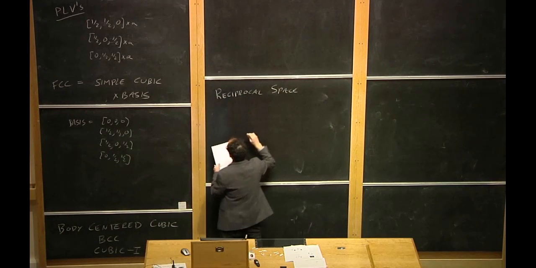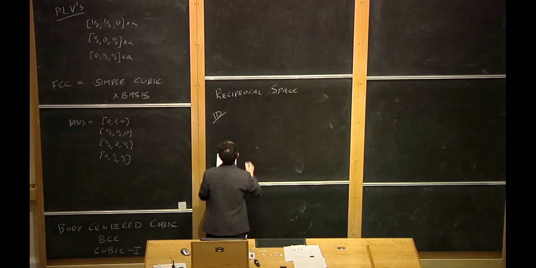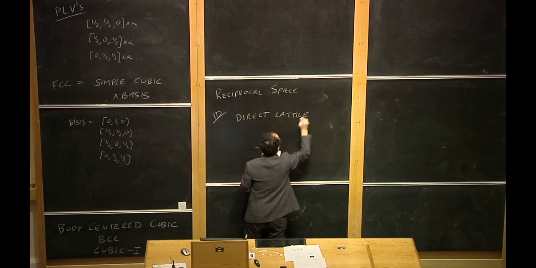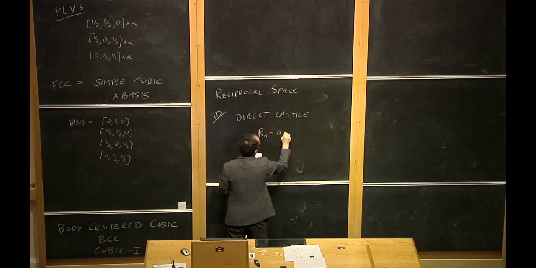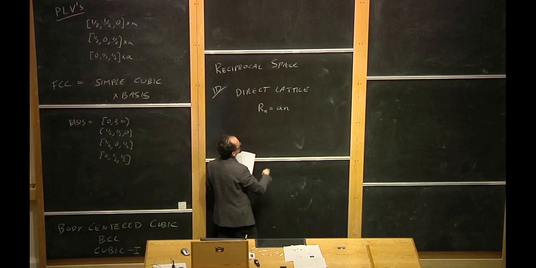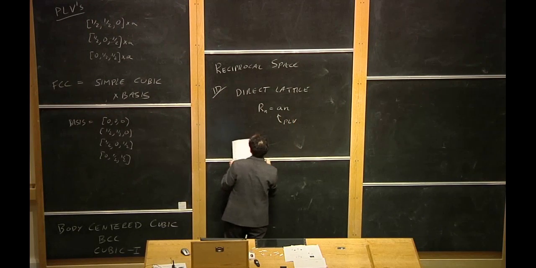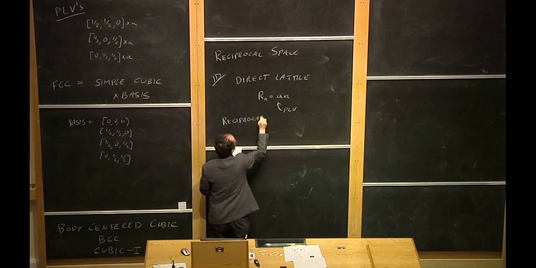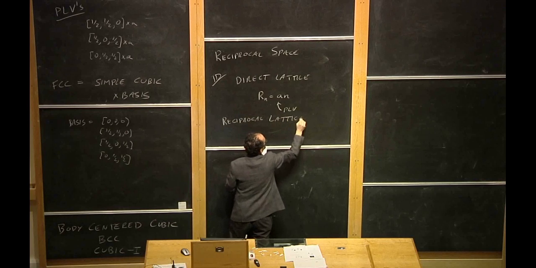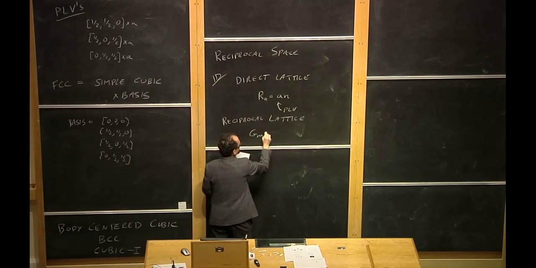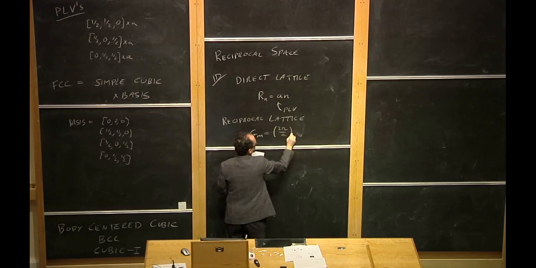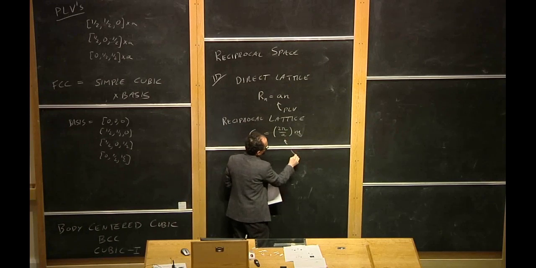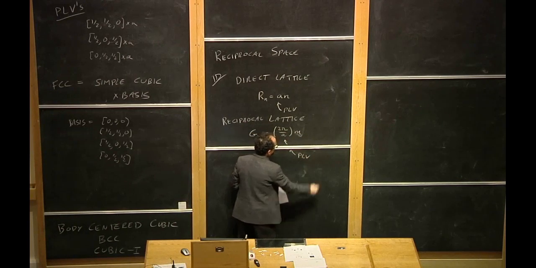So let's remind ourselves of some things we learned about reciprocal space in 1 dimension. Well, in 1 dimension, we had a direct lattice of the form R_n equals a times n. n was the integer, a was the primitive lattice vector, PLV. And then from direct space, we have the reciprocal lattice, which we can write as G_m equals 2π over a times m. Now here, 2π over a is the primitive lattice vector for the reciprocal lattice.